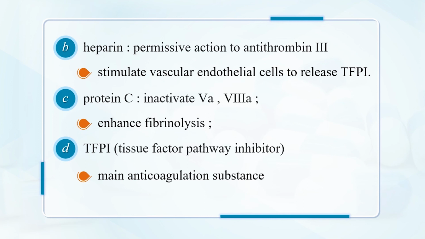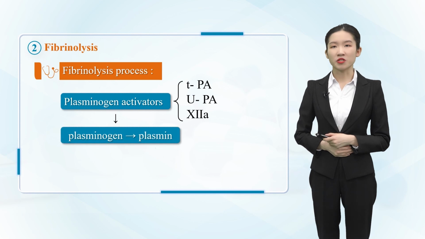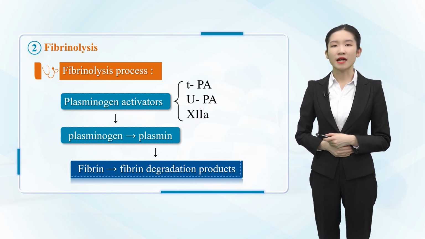The third one is protein C. Protein C can inactivate activated coagulation factor 5 and 8. It can enhance fibrinolysis. The last one is TFPI, tissue factor pathway inhibitor. It's the main anticoagulation substance. Fibrinolysis, the process. Plasminogen activators such as TPA, UPA, and activated coagulation factor 12 turn plasminogen into plasmin. Plasmin turns fibrin into fibrin degradation products.